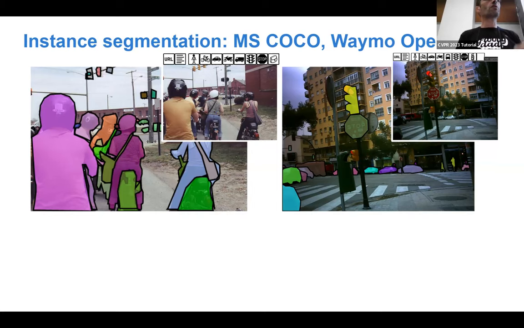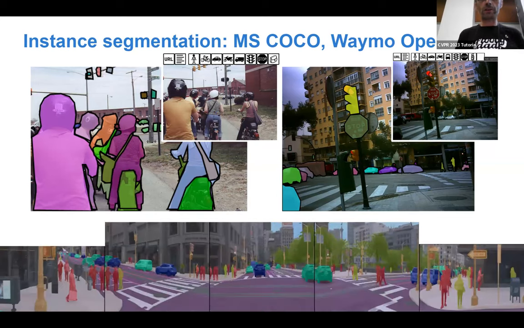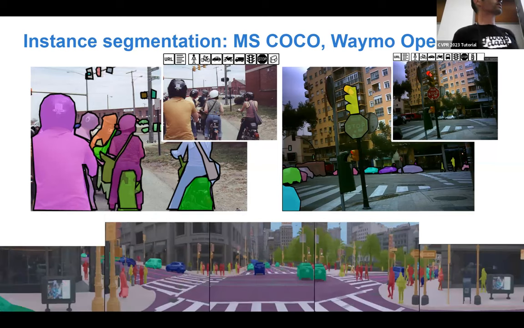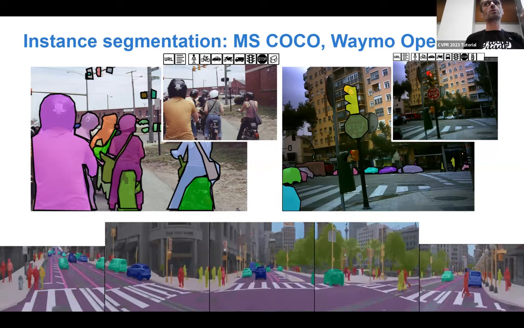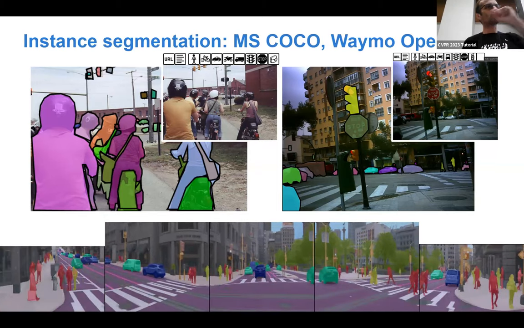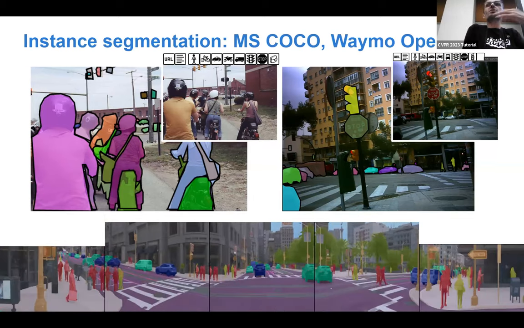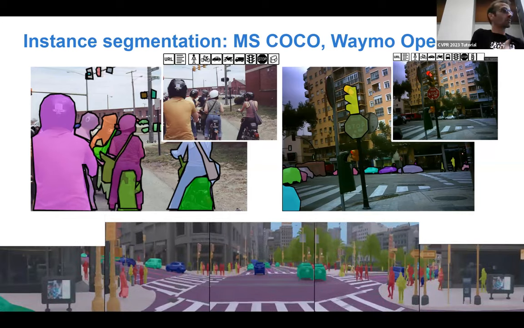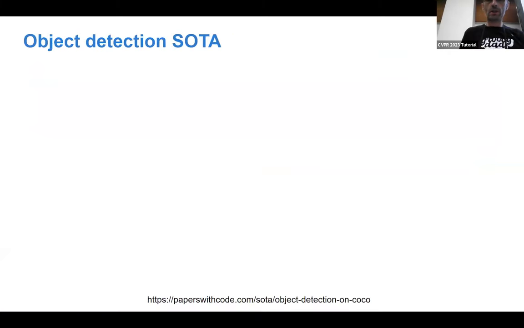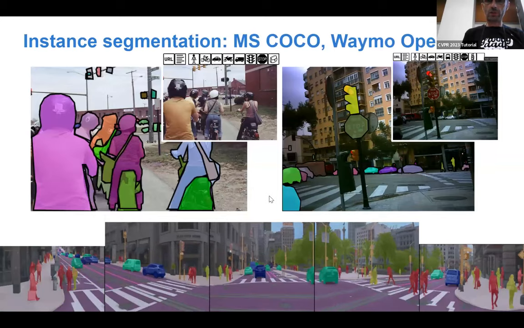And you can even do that in videos. Yesterday it was mentioned in a workshop, for instance, in the Waymo Open Dataset, there is a semantic segmentation, video instance segmentation challenge. And this is one example of the ground truth. Effectively each pedestrian is individually labeled. I don't think it's very visible on my animated GIF, sorry. Okay.